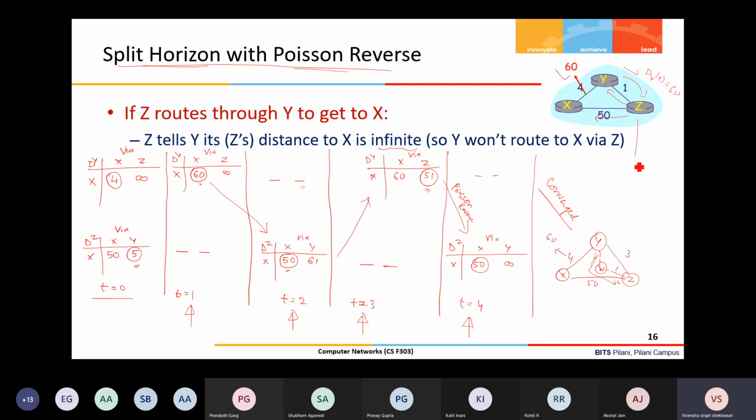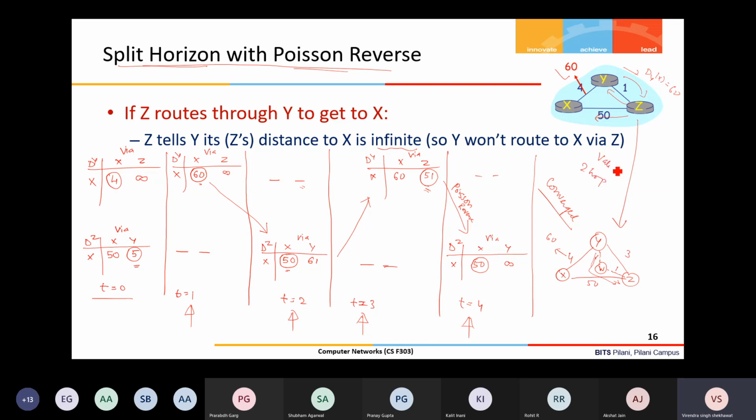How is this situation different from this situation? Here we have a loop with more than 2 nodes or 2 hops. There are 3 nodes in the loop, so that will not be covered by this solution. This Poisson reverse solution works only for 2 hops.